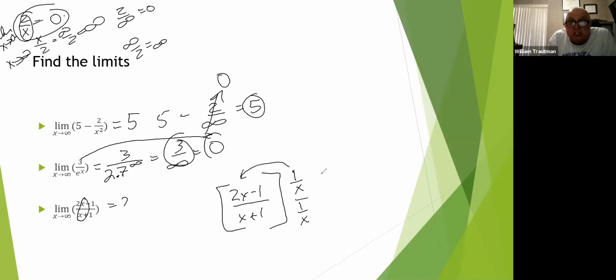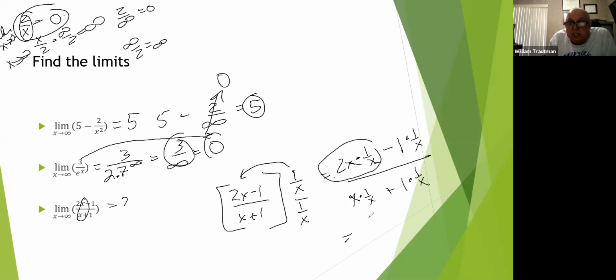So if I distribute this and I go 2x times 1 over x, minus 1 times 1 over x, and on the bottom x times 1 over x plus 1 times 1 over x. What I get here, the x's cancel and I get 2. Here, negative 1 times 1 over x is a negative 1 over x. And here the x's cancel and I get 1 plus 1 over x. This is the same as this, it's just rearranged a little bit.